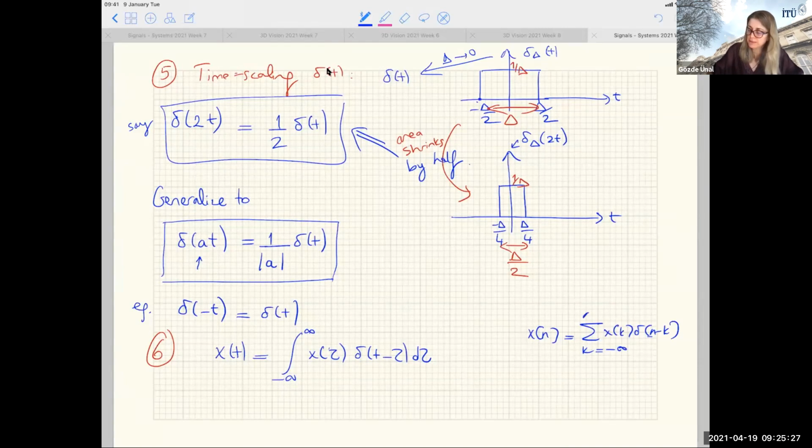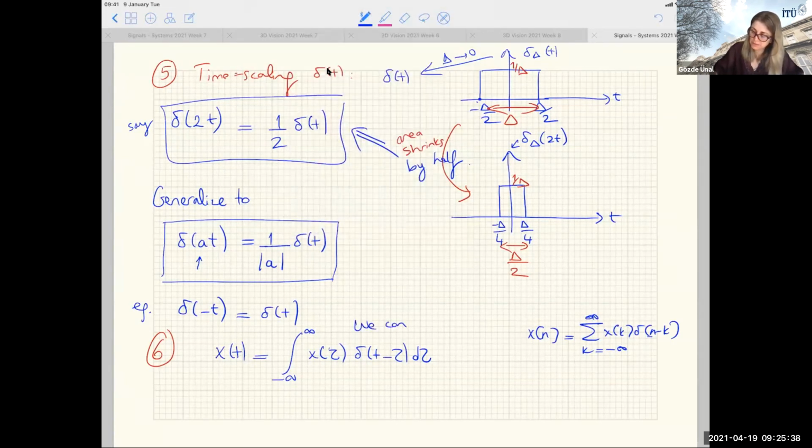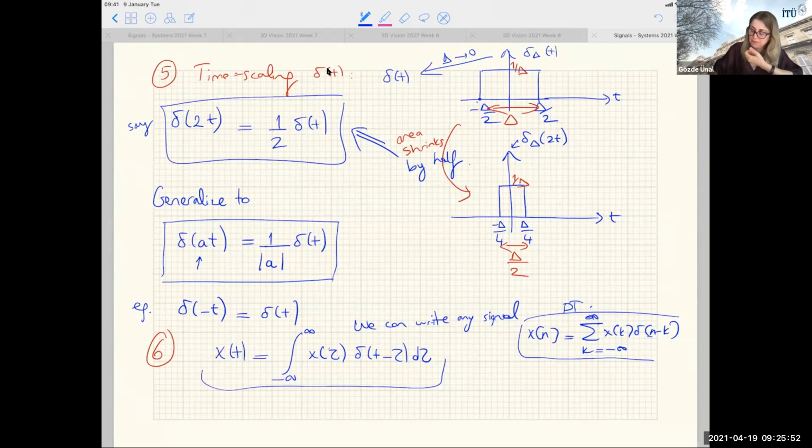Recall, for discrete time, we wrote any signal as the signal itself times the shifted delta. I mean, it's easy to understand in discrete time. Continuous time is the integral version of this, actually. Integral version, in a way. I mean, here the difference is, of course, k is an integer index. Here, tau is a continuous variable.